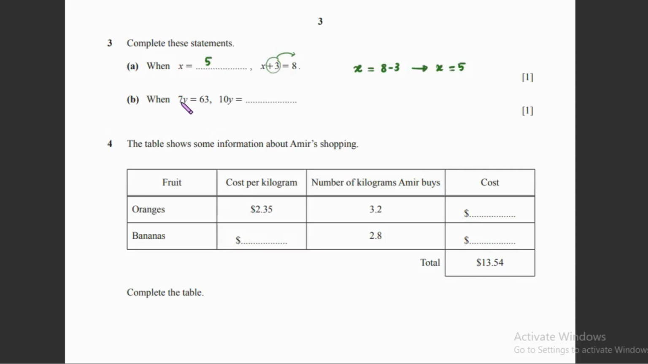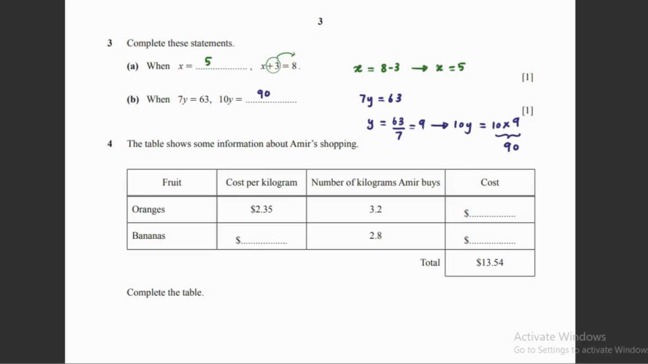The same way, now 7y is given as equal to 63. We need to find what 10y is. For us to do that, if 7y is equal to 63, we're going to find what y is. So I need to take the 7 to the other side. As it's being multiplied, when it goes to the other side, it gets divided. So when 63 is divided by 7, we get the value of y as 9. But the question is asking you to find what 10y is. So I need to do 10 times the value of y, which is 9, which gives you 90. Which means 10y is equal to 90.